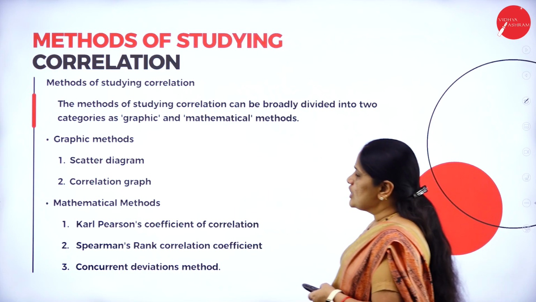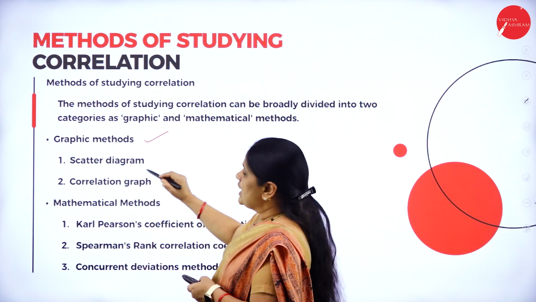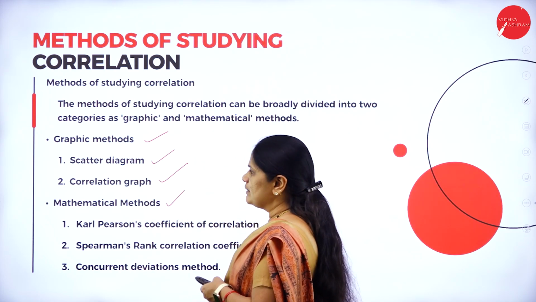Then, methods of studying correlation. We have the graphic method. In this we have the scatter diagram and correlation graph, and then the mathematical methods.